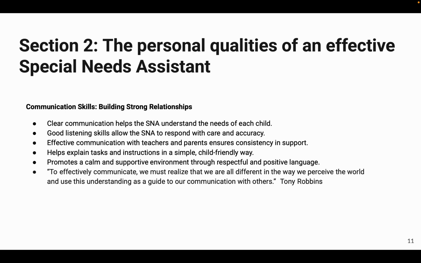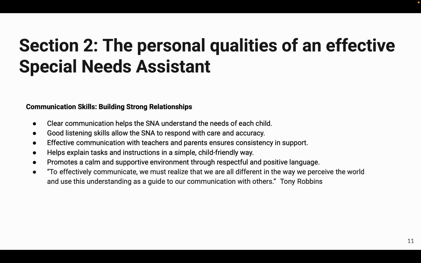This helps explain tasks and instructions in a simple, child-friendly way. It also promotes a calm and supportive environment through respectful and positive language.